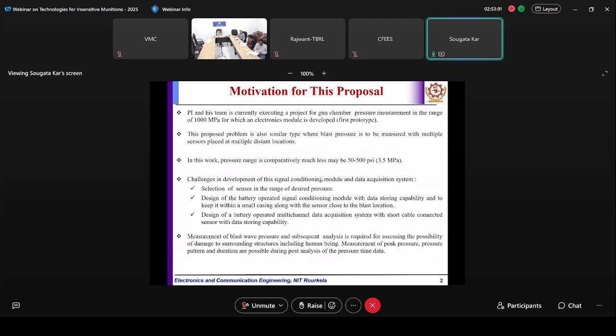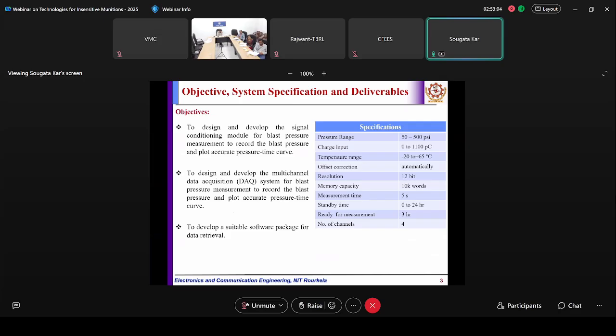We can analyze the pressure related data. The objective of this proposal is that we want to develop a signal conditioning module for the blast pressure measurement, to record the blast pressure and plot an accurate pressure time curve. It can be a single module or it can be a multi-channel data acquisition system, where 4 or 8 or 12 sensors can be connected, and that complete system will be able to record the data.